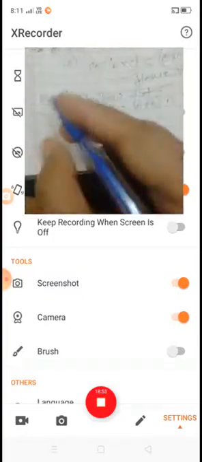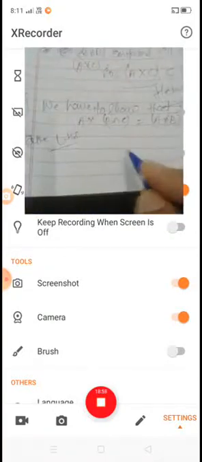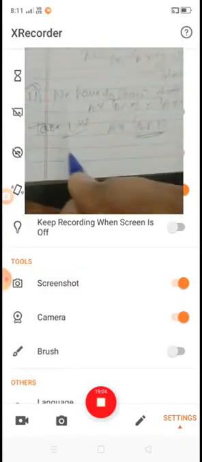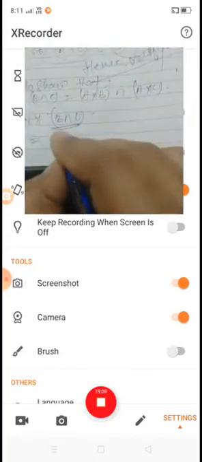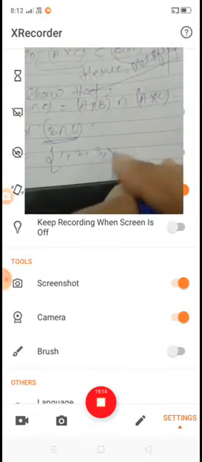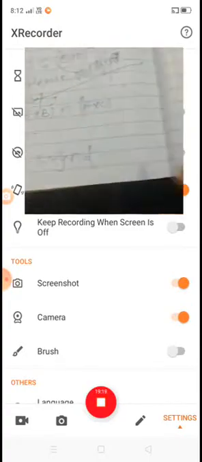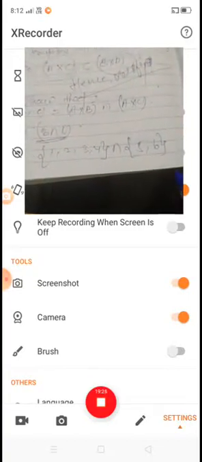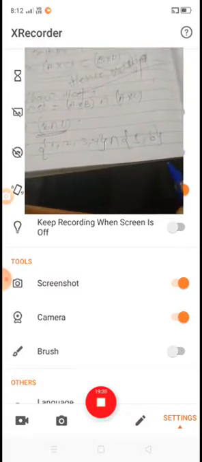First of all, we take the LHS, which is A cross (B intersection C). First of all, we find B intersection C. Okay. So we find B intersection C. The value of set B is 1, 2, 3, 4. Intersection, the value of set C is 5, 6.